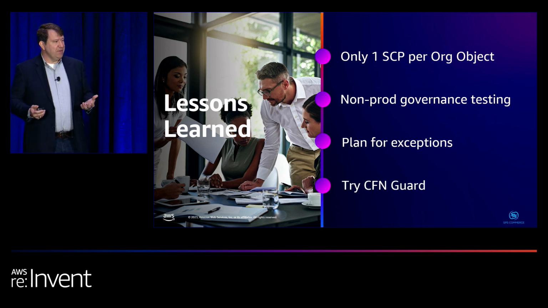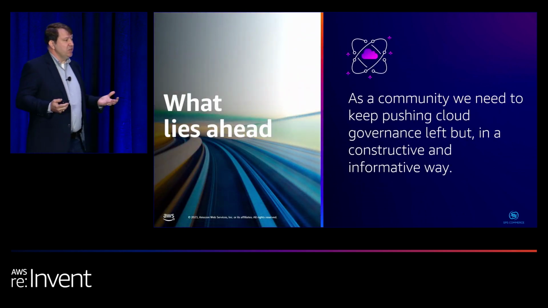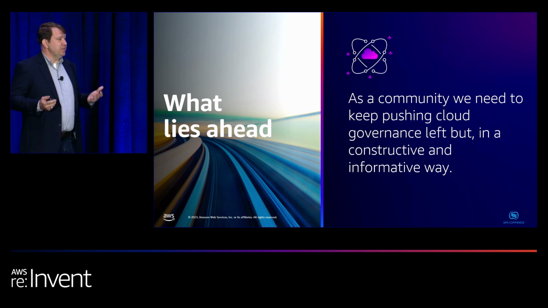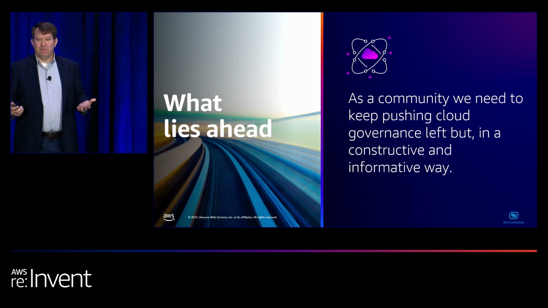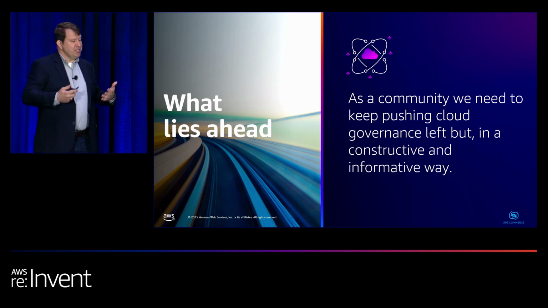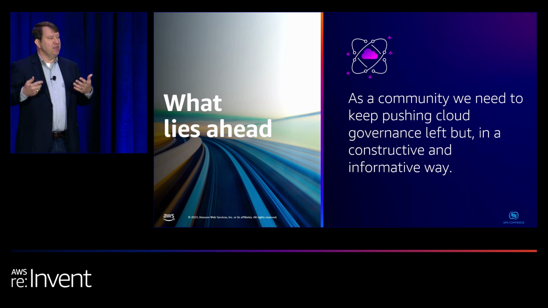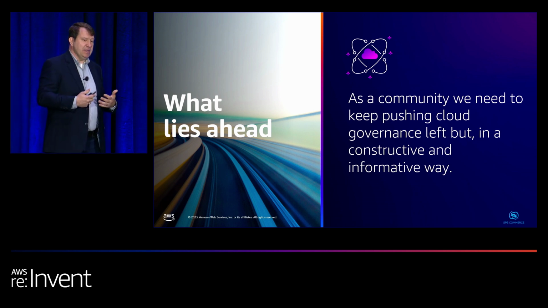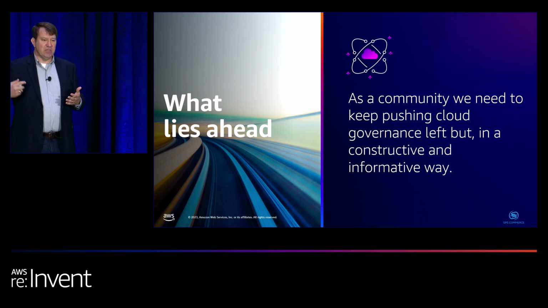Currently, we're looking at CFN Guard. This is very promising. The reason it's promising is because we as a community in the cloud governance space need to be shifting governance left, but we need to do it in a constructive and informative way. We can't just be denying developers from creating things or auto-remediating things, we need to be telling them why, so that they can stop making those mistakes, and we educate them and reduce the amount of things we have to remediate or monitor for.